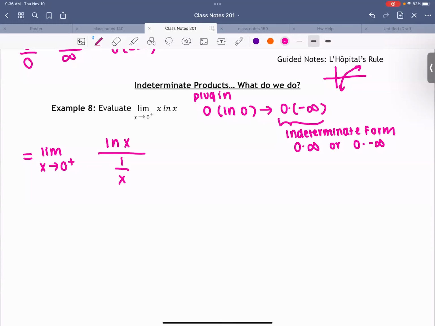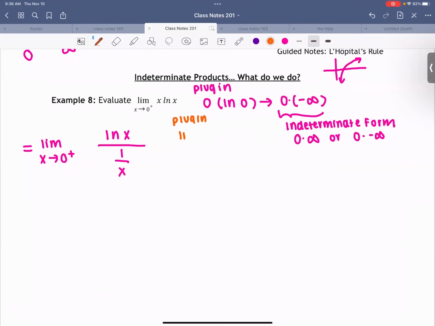Good. All right, let's plug in and see if we get 0 over 0 or infinity over infinity. So we got the natural log of 0 over 1 over 0. We said earlier in the question that the natural log of 0 goes to negative infinity. And then what is 1 over 0 going to? Infinity, positive infinity, right? So it looks like we do have infinity over infinity, which is an indeterminate form. That's one that we know we can use L'Hopital's rule with. So now that we have it in this form, we can use L'Hopital's rule.